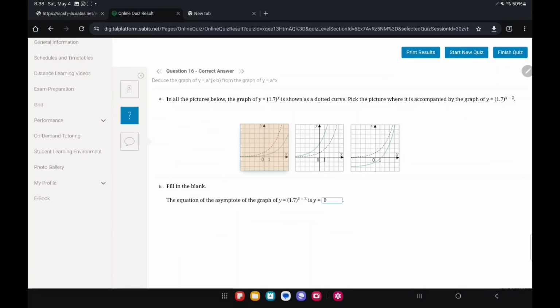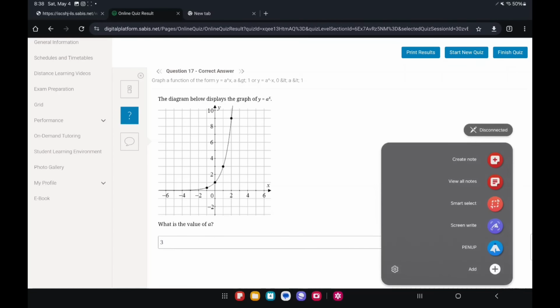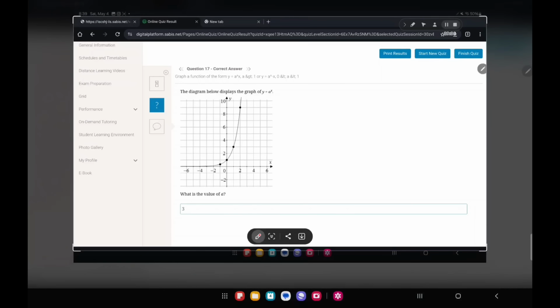Question 17. This diagram below displays the graph of y equals a to the x. What is the value of a? Okay, a very easy way to solve this is just see when x equals 1. When x equals 1, y equals a. Because, you know, anything to the power of 1 gets you that number, right? So like 2 to the 1 gets you 2, 7 to the 1 gets you 7.